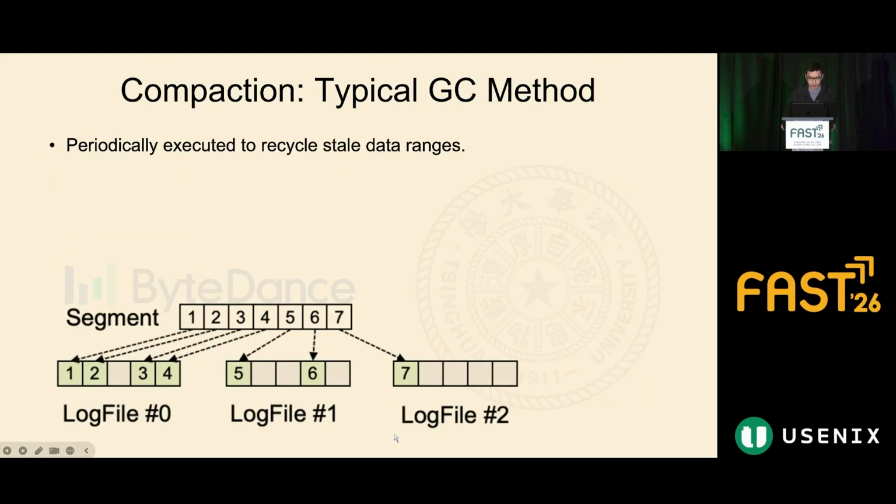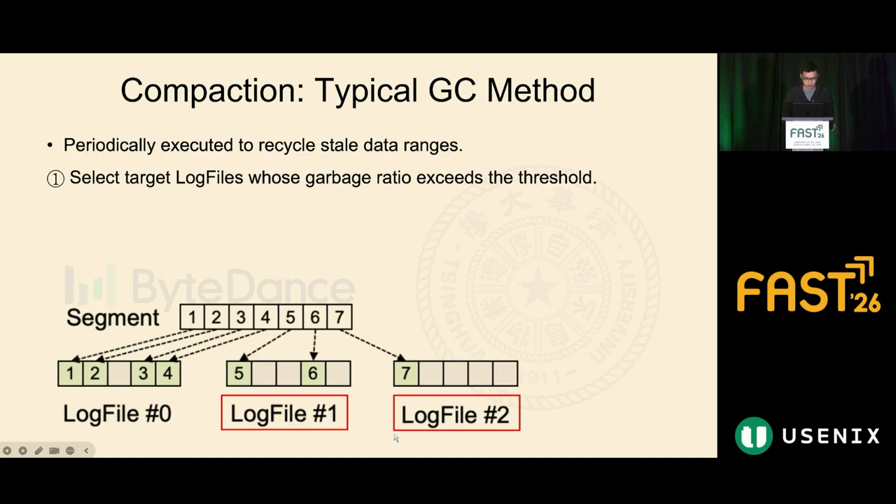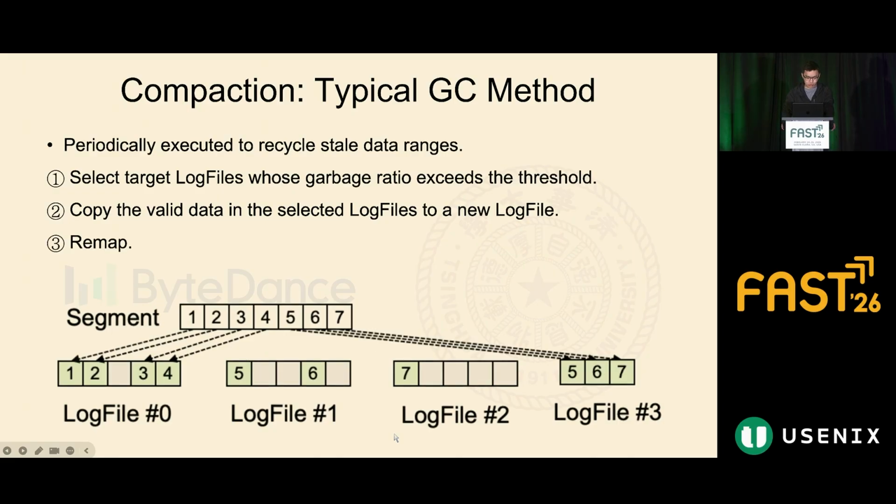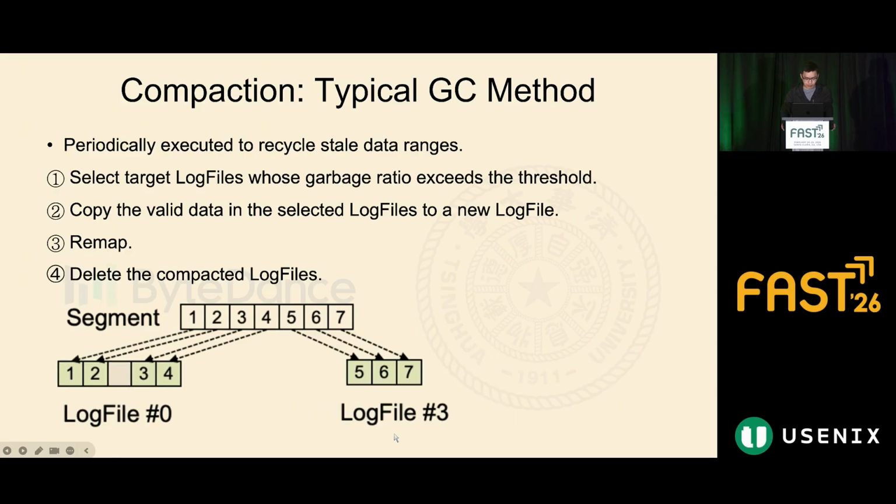Before DisCoGC, ByteDrive used a typical GC method, which we also call compaction. The compaction procedure is periodically executed to recycle stale data ranges. First, select target log files whose garbage ratio exceeds the threshold. Then copy the valid data in the selected log files to a new log file. Then do a remap in metadata. And finally, delete the compacted log files.